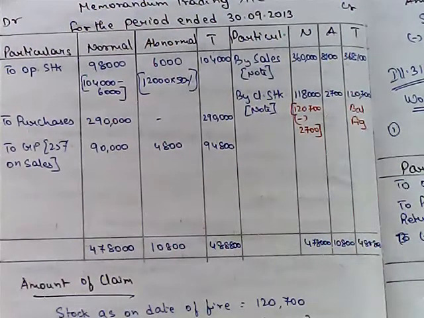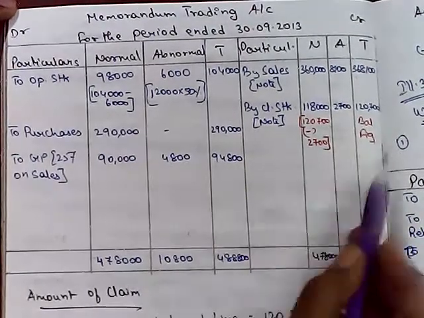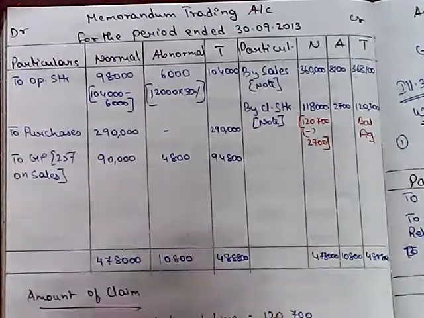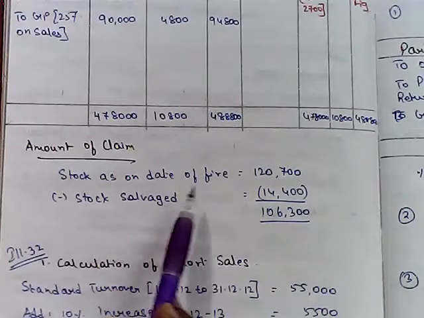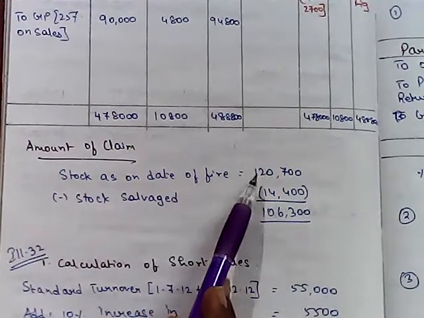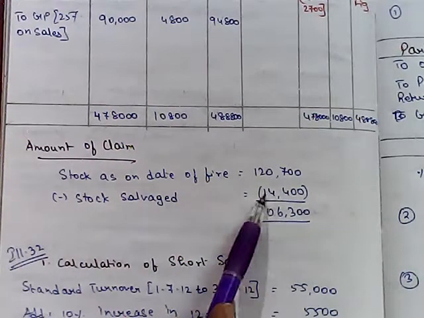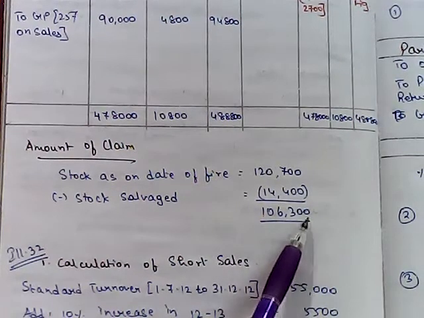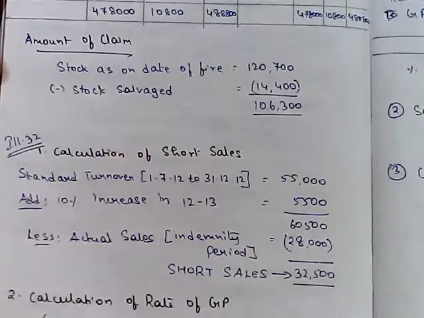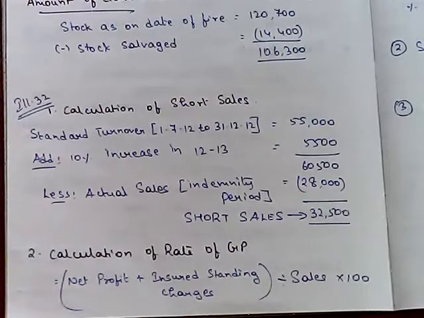So this is what is very important in this problem. This is a very different type of problem. The last step, closing stock, is very, very important. Then as usual we'll calculate the amount of claim, that is stock as on date of fire, which is the total stock, that is 1,20,700 minus stock salvage, which is given as 14,400. So we get 1,06,300.